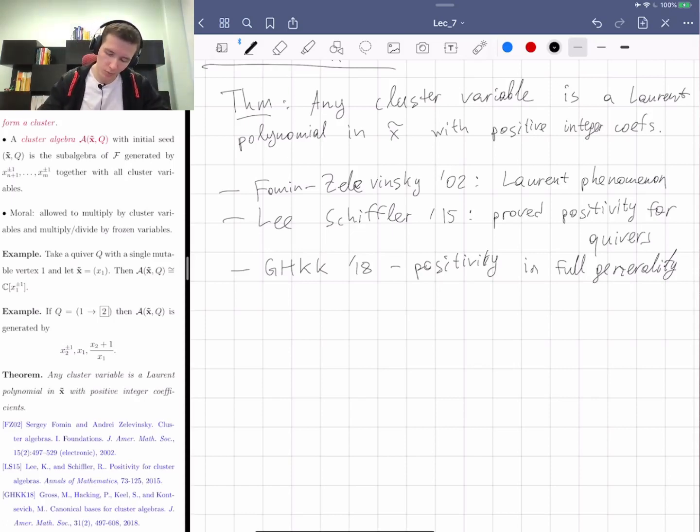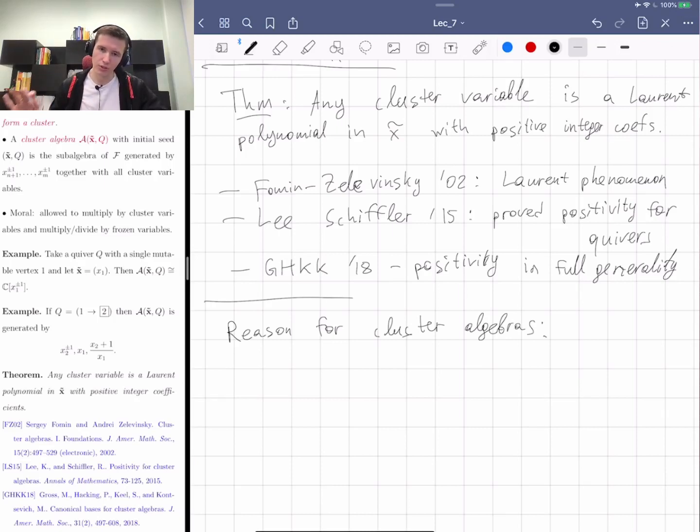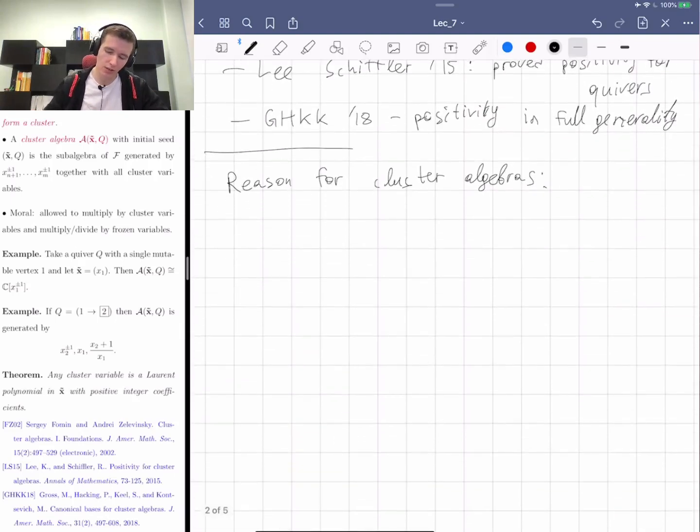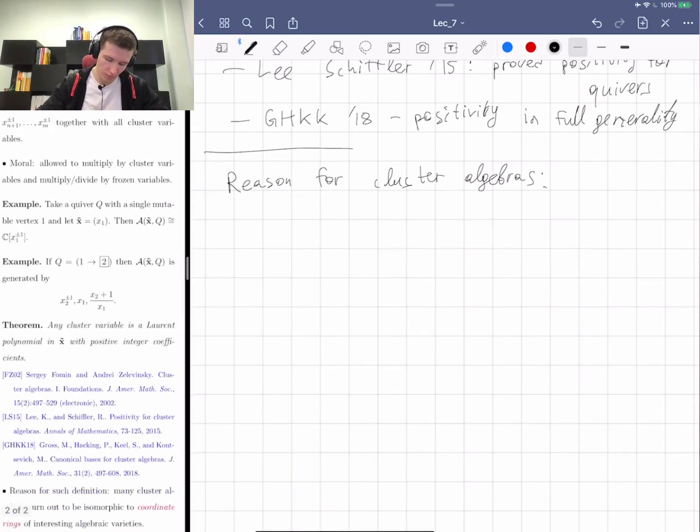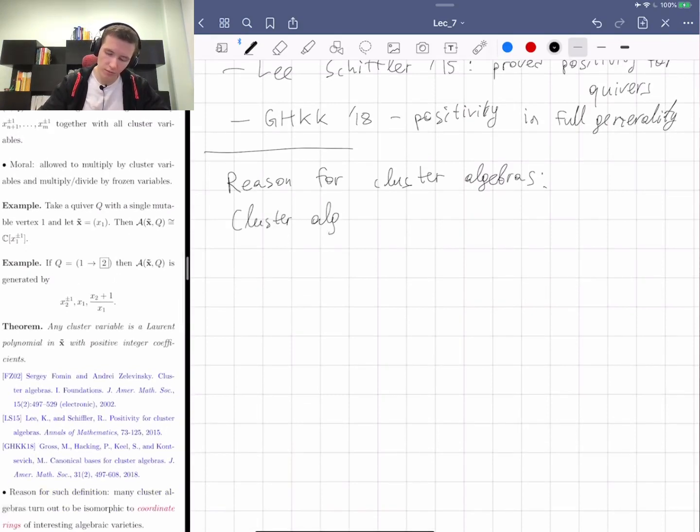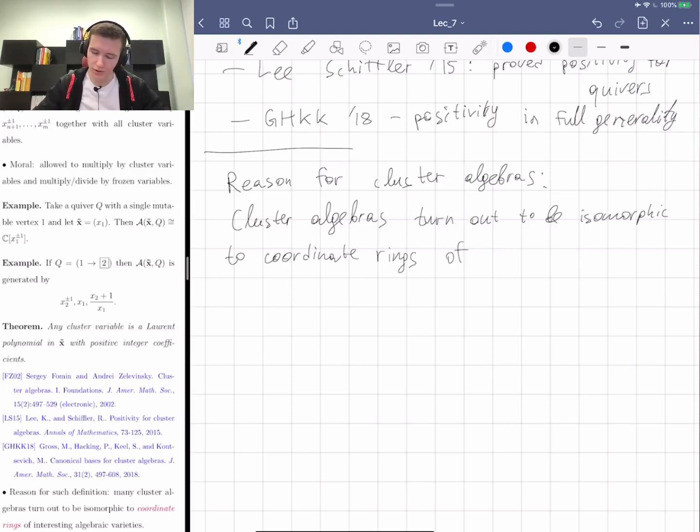Okay, but now let me go back to, I mean, this is a nice property, but let me go back to why would you introduce cluster algebras? And so the reason for this definition. There were two reasons which I'm going to discuss later, but for now let me focus on what I think is the most important one, which is that cluster algebras somehow very surprisingly turn out to be isomorphic, as rings, to coordinate rings of some interesting algebraic varieties.